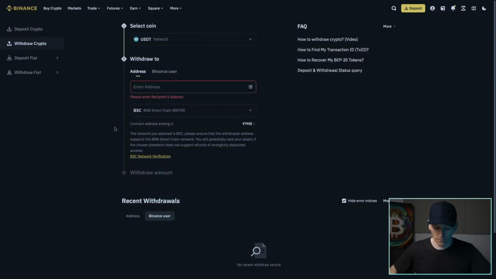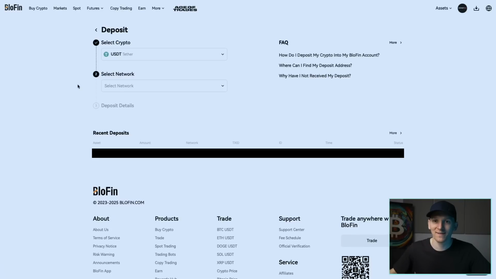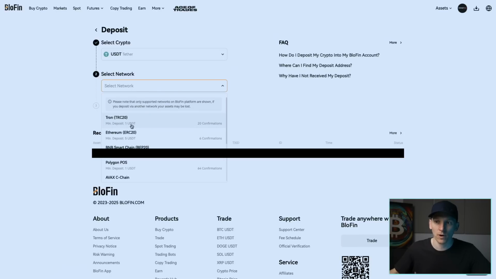And then we're going to go over to Blofin and make sure that Blofin accepts the same network. When you're sending crypto between exchanges, you just have to know two things: same asset, same blockchain. As long as it's the same asset and the same blockchain, you won't have any issues. So go to select network and I have to make sure that Blofin accepts the BNB Smart Chain, which they do. That's this one right here. So I'm going to click that one.